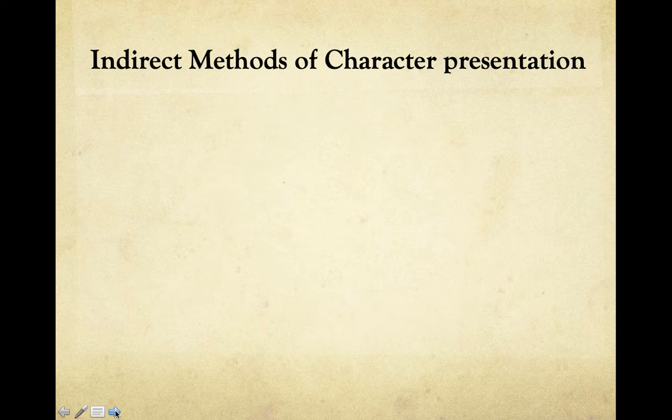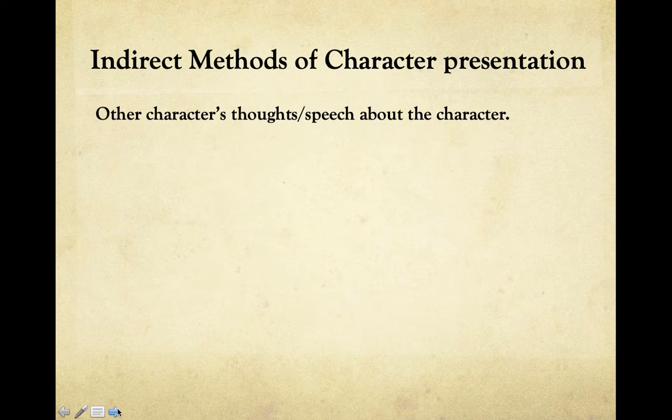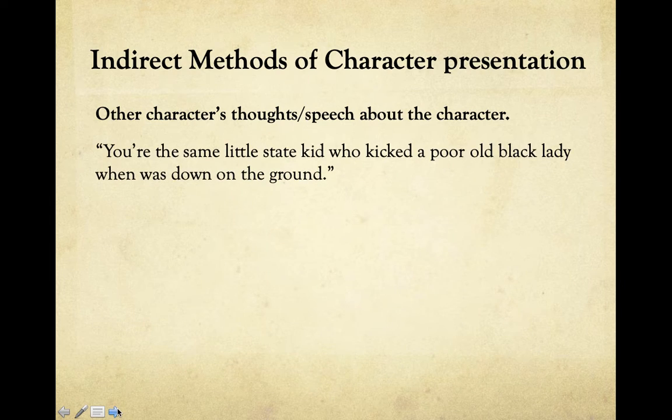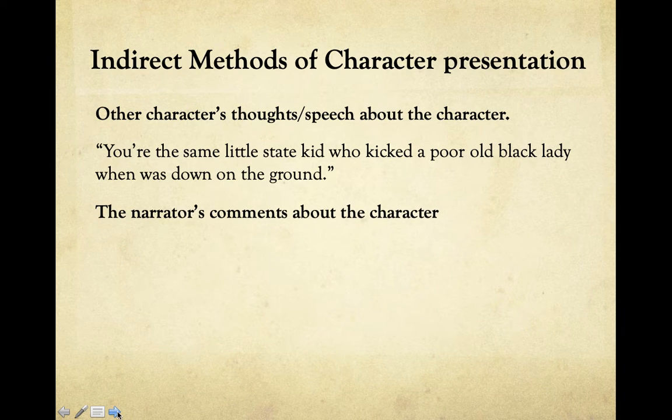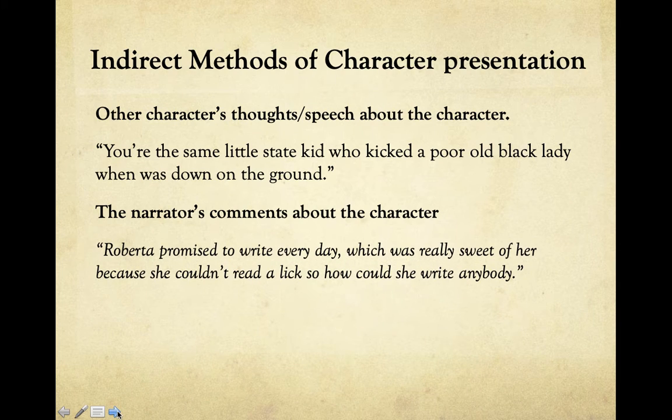There are also indirect methods of character presentation. One of those is how other characters think and speak about the character you're looking at. "You're the same little state kid who kicked a poor old black lady when she was down on the ground." Another is the narrator's comments about the character. "Roberta promised to write every day, which was really sweet of her because she couldn't read a lick, so how could she write anybody?" Right? So you have the two different indirect methods of character presentation. All of these are ways that we can begin to get to know these characters and get under not just what they literally do, but what all of this might mean figuratively or be a symbol for.